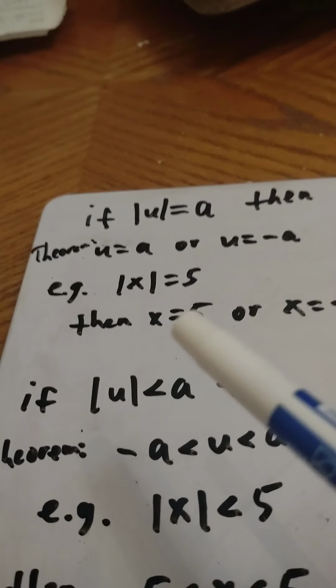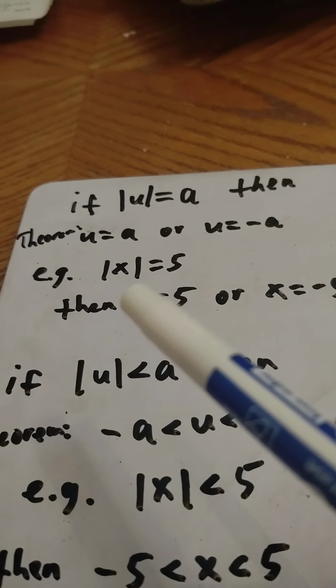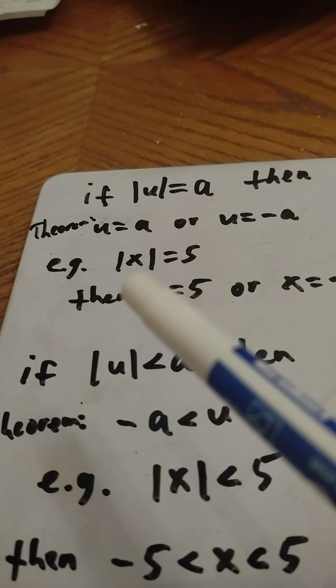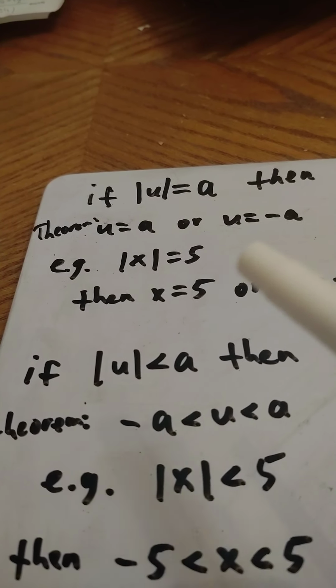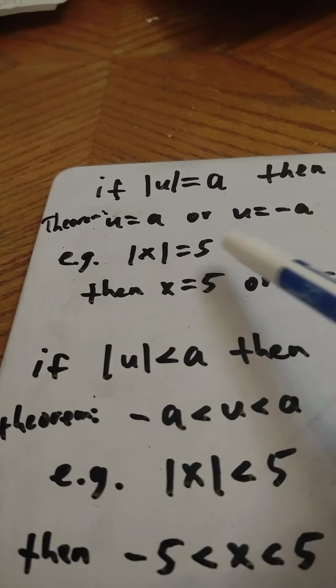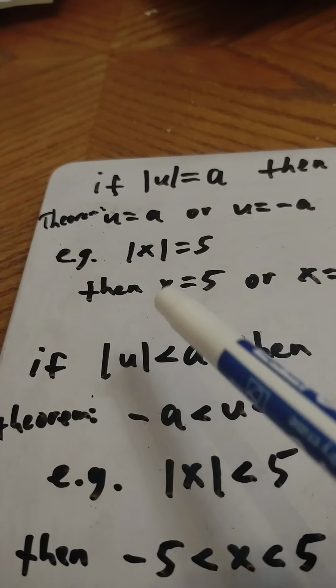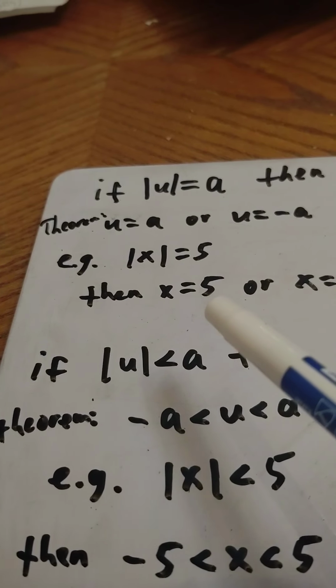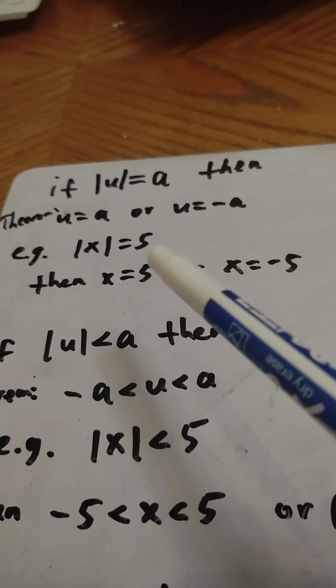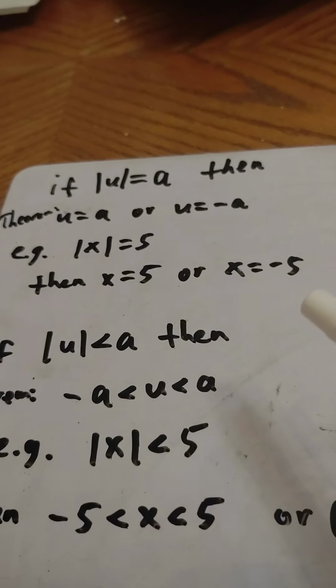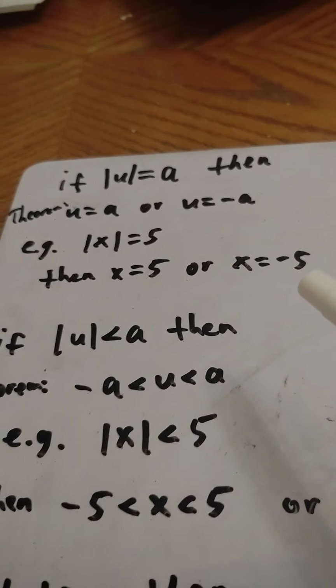So let's do a concrete example. We want to solve for x here. We have the absolute value of x equals 5. So what's the answer going to be for x? Let's use this template here, this theorem. So you write down that x without the bars, so x equals 5, or x equals -5. You just take that 5 and multiply it by -1. And that's it. Done with that one.